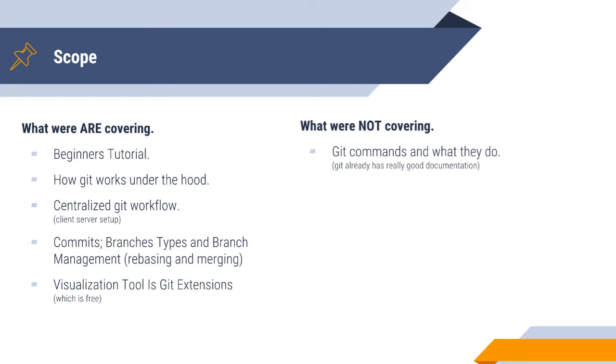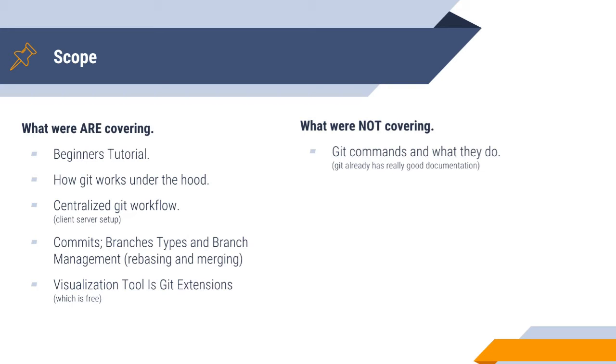A centralized workflow is where you have a client server setup. If you're using GitHub or GitLab or Bitbucket or anything like that, you're pretty much using a client server setup. If you don't know what that means, that's fine. We're going to be talking about what commits are, what branches are, how they work, and if we get time in this video, we'll talk about branch management and merging and rebasing and that kind of thing.